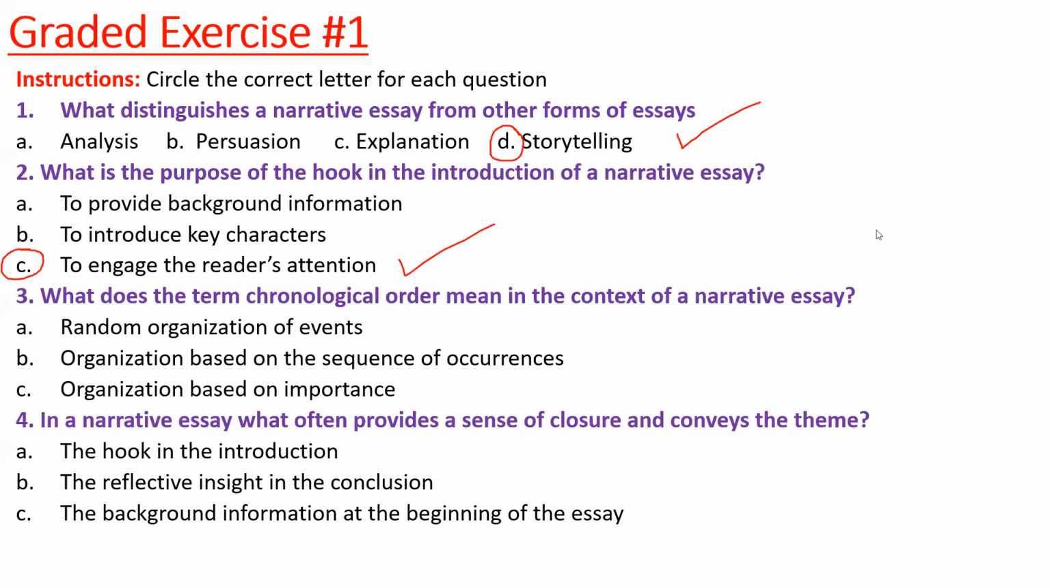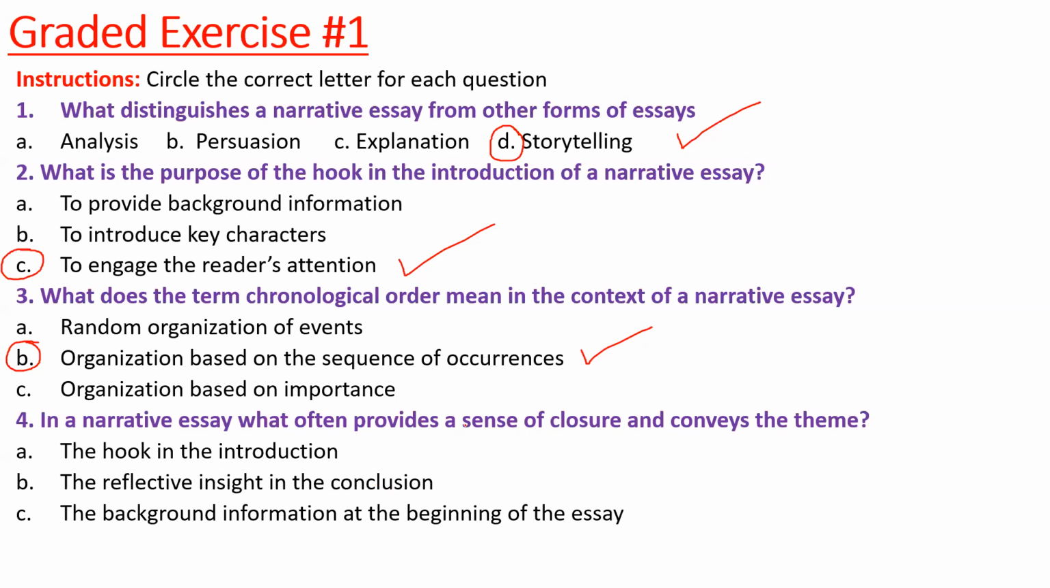Very good. Number 3. What does the term chronological order mean in the context of a narrative essay? Organization based on sequence of occurrences. Very good. Organization based on the sequence of occurrences. How many persons have B for number 3? Me. Very good, Ciara. Very good. Dion. And number 4, the final one.